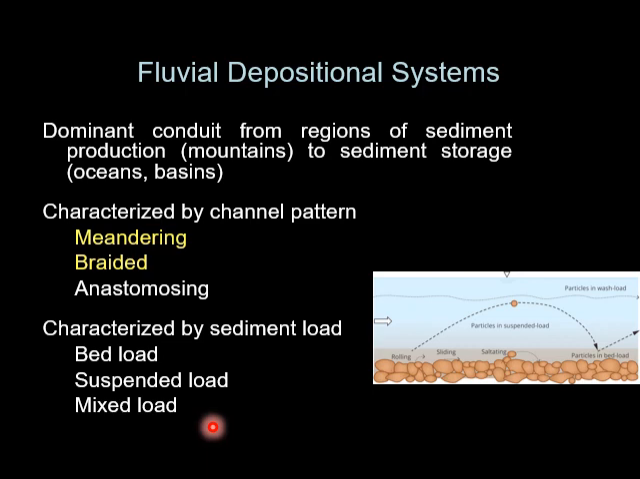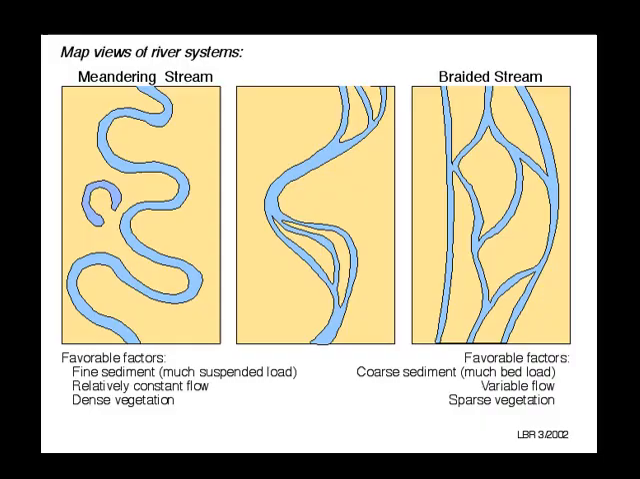The diagram on the right side of the slide is an illustration of the difference between particles in the bed load and suspended load. For river systems, it is mainly a unidirectional mode of sediment dispersal. Channel pattern can be meandering, braided, or anastomosing.